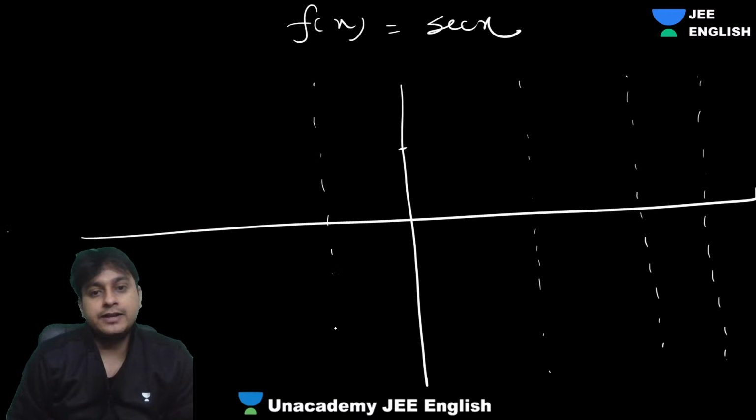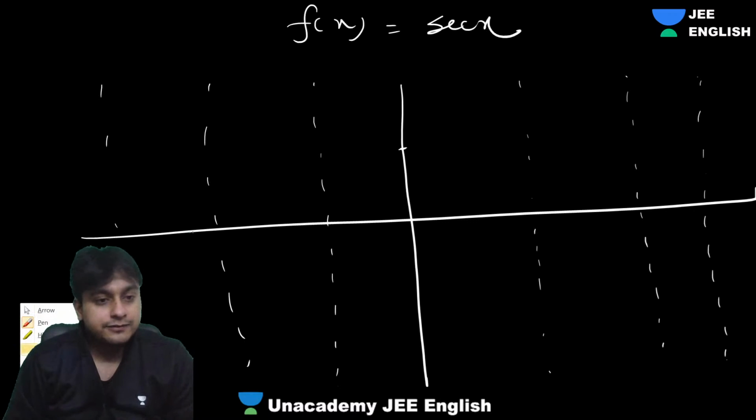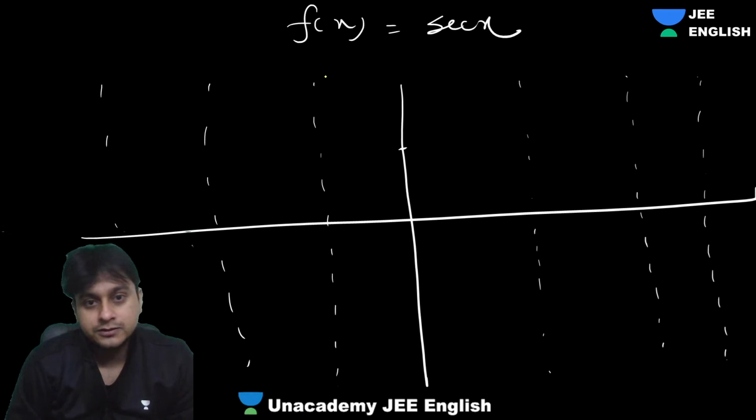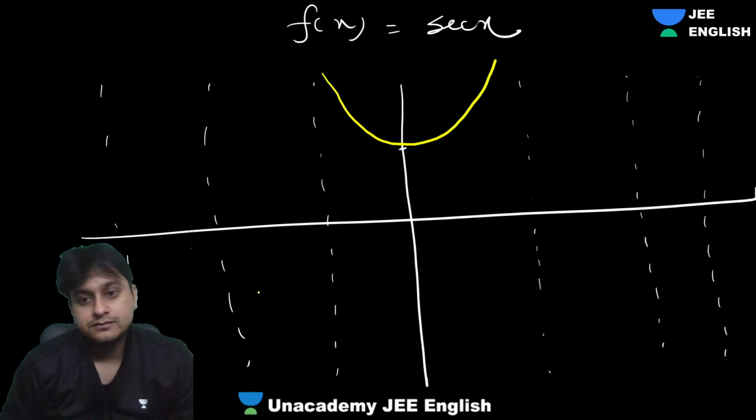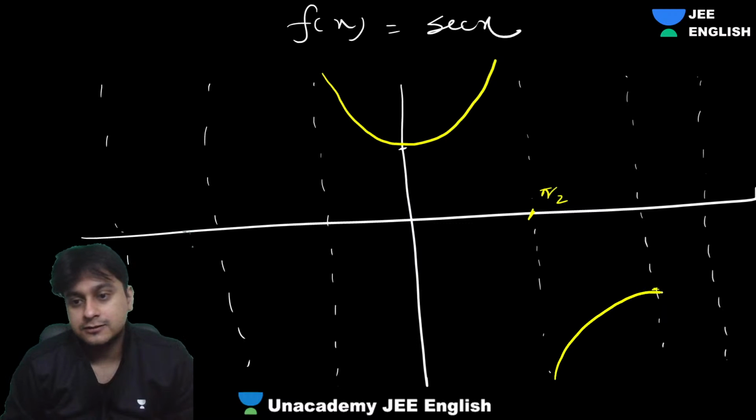Okay, sec of 90 is not defined. Sec of minus 3 pi by 2 will be not defined. Okay, so guys, sec x ka graph is how? It's like this. Does everyone agree? And sec of pi by 2 is not defined. Sec of pi is minus 1. So the graph will be like this.